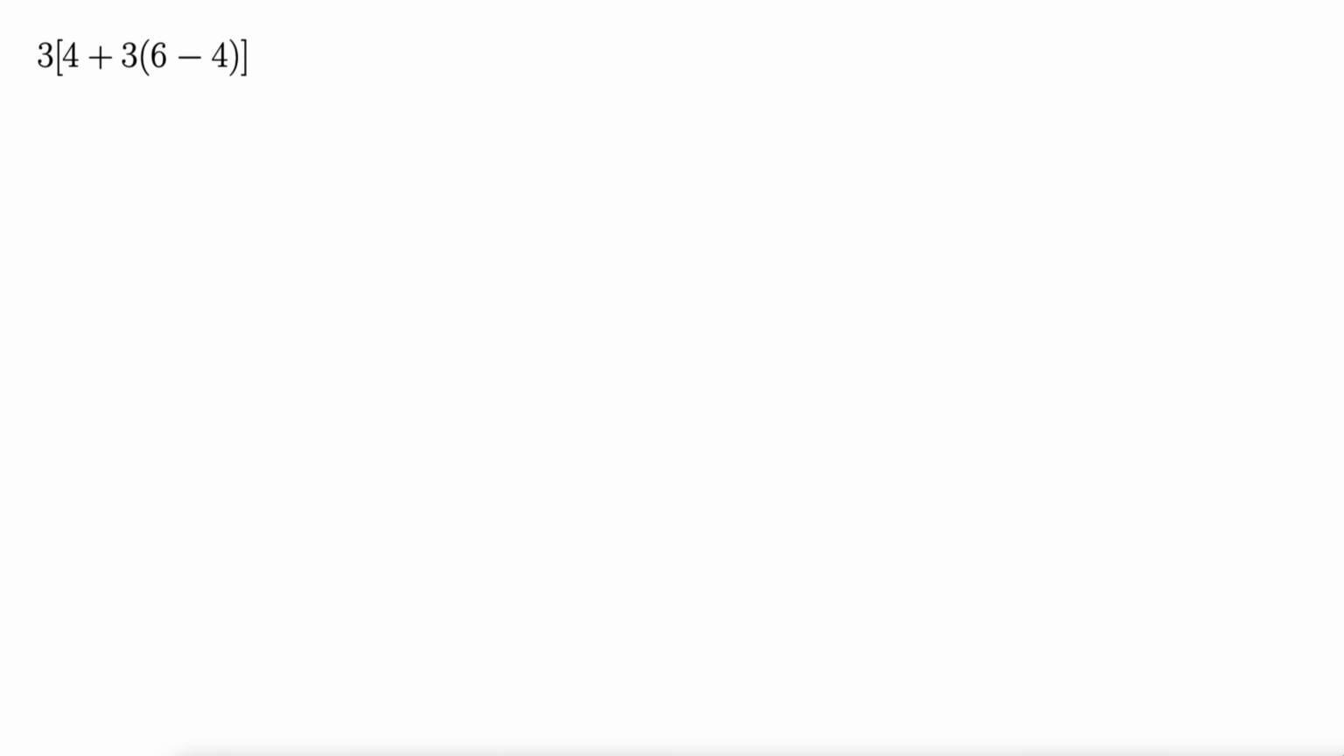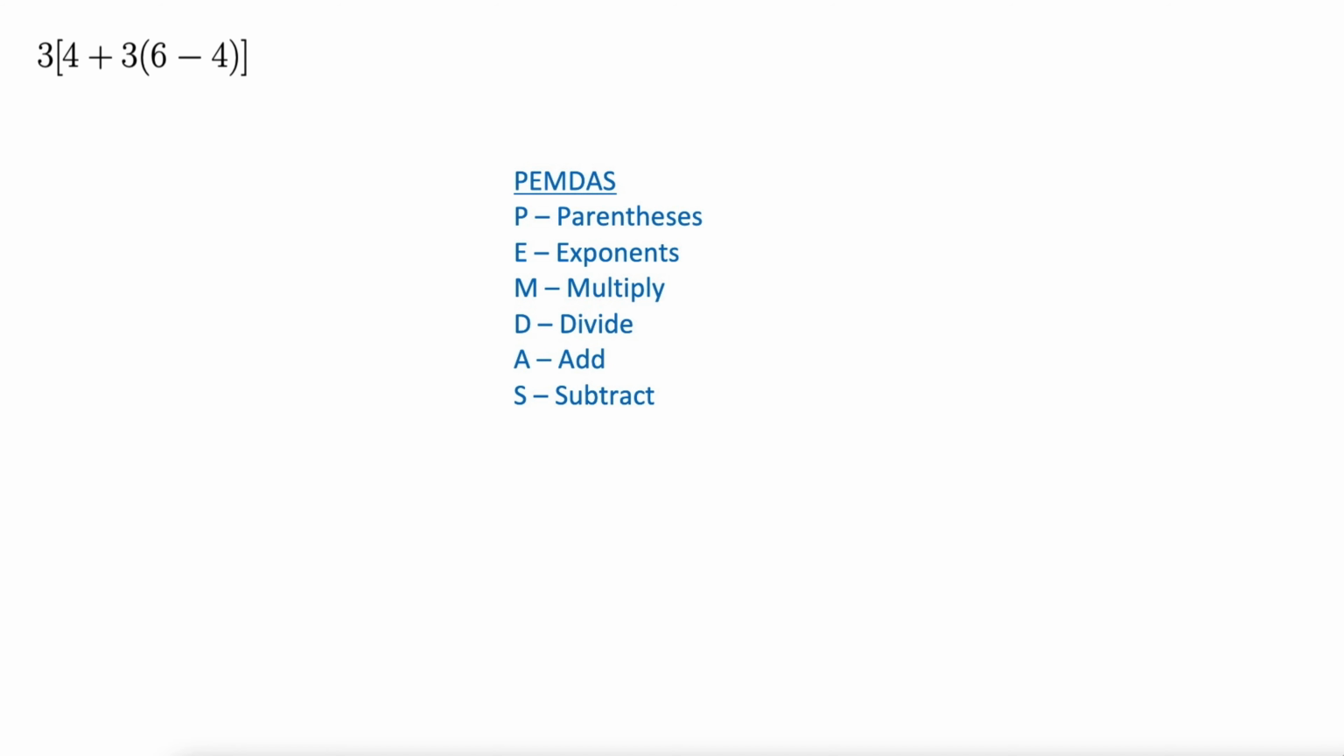Let's try an example using PEMDAS. We have 3 times the quantity 4 plus 3 times the quantity 6 minus 4. Okay, so we use PEMDAS on this. It says we do parentheses first, and when you have parentheses inside parentheses, you always want to work from the inside out. So I'll say work from inside out.